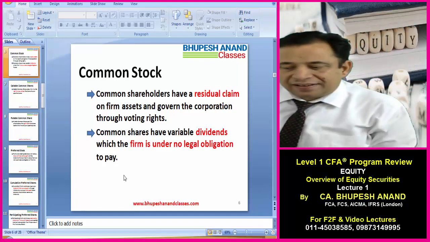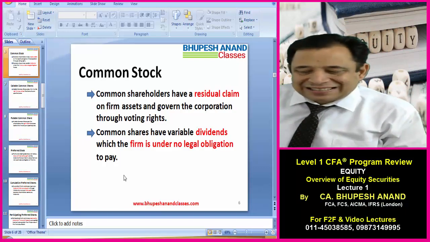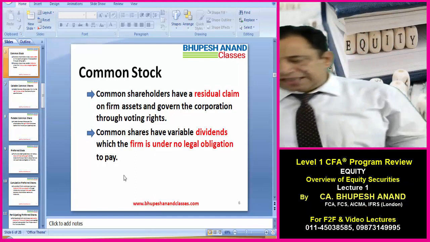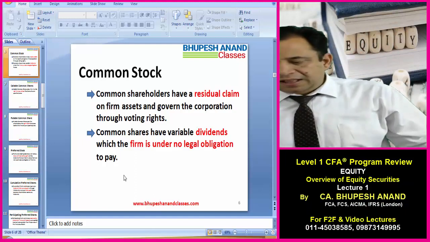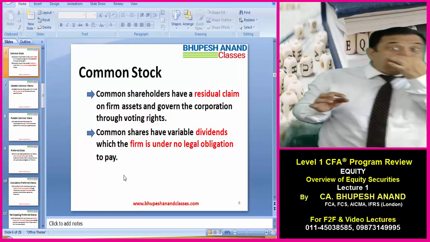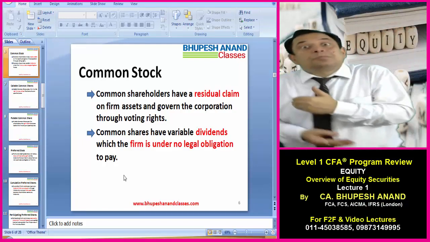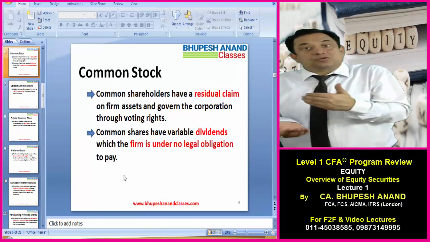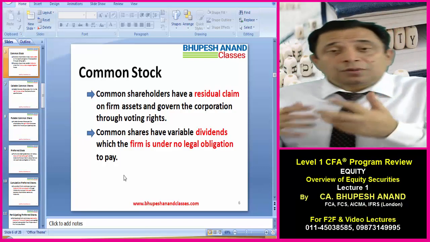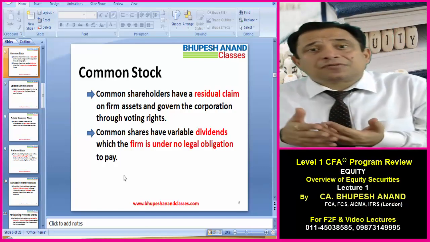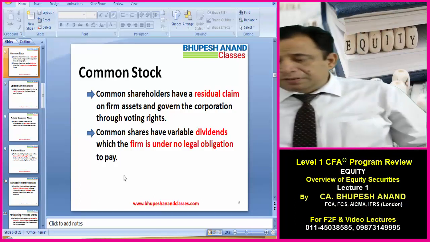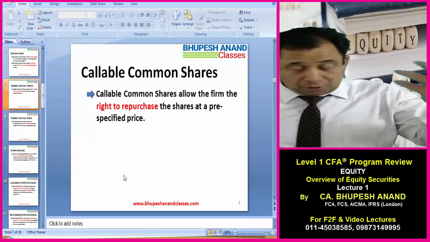Common shareholders have a residuary claim on the firm's assets and govern the corporation through voting rights. Common shares have variable dividends, and the firm is under no legal obligation. It is not compulsory that even in case of profits the company has to pay dividends. It depends on the company and on many other factors. Even with profits, Reliance Industries is not paying any dividend. So it is not compulsory, not legal, as per law.